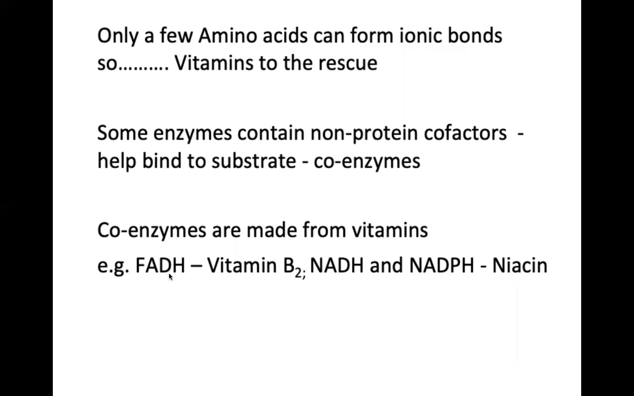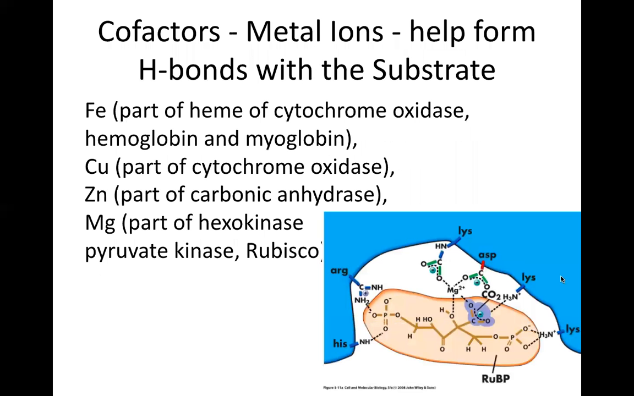For instance, FADH, which we're going to encounter later, is produced from vitamin B2. NADH and NADPH are produced from niacin. Both of these are vitamins which are an essential part of our diet.